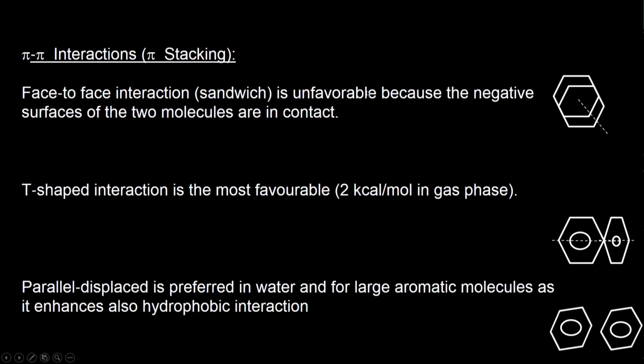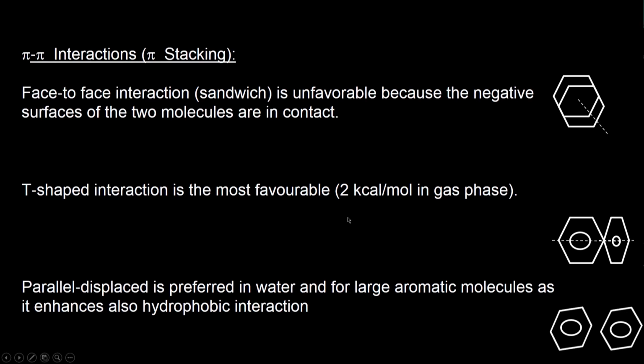You can have different types of benzene ring face-to-face interaction. This is very unfavorable because the surface is generally negative. One benzene ring has a negative surface, another benzene ring has a negative surface, so the interaction is very poor. This pi-pi interaction is also called pi stacking.